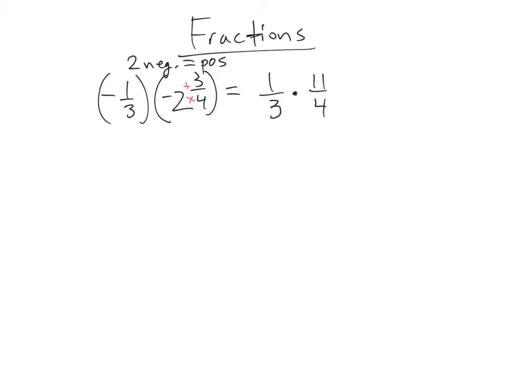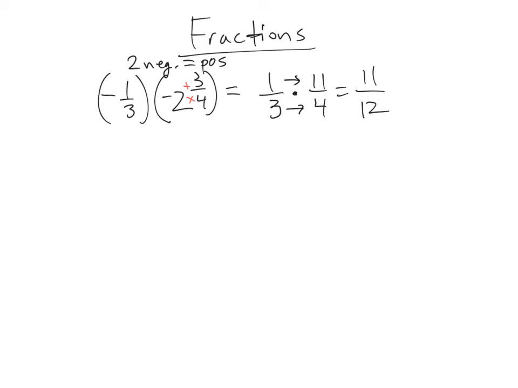So now we're ready to just multiply across. So this goes across and this goes across. Unlike adding and subtracting, I do not need a common denominator, okay? I just multiply across. Another way kids get confused is once they get used to multiplying across and then they go to add, they start wanting to add the two bottom numbers.